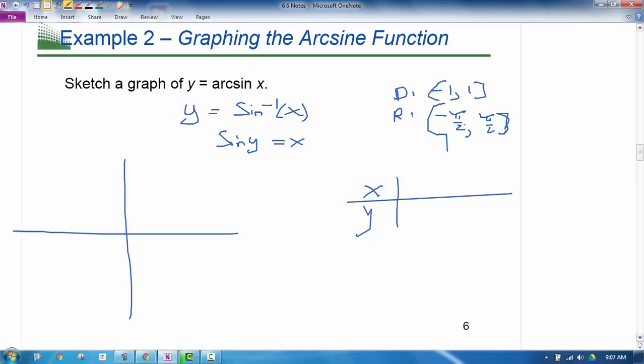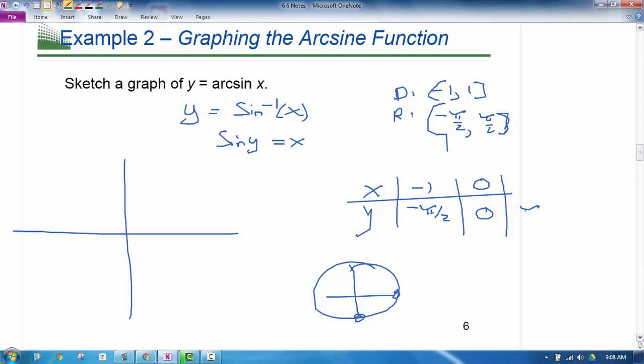So I'll look at the y value of -pi over 2, and if I plug that in on the unit circle, -pi over 2 is down here, the sine is -1. If I plug in a middle point of the range, like 0, sine of 0 gives you 0. And if I plug in the endpoint of this range, which is pi over 2, up here, the sine value is 1. So that goes from -1 to 1, as we know, and from -pi over 2 to pi over 2.